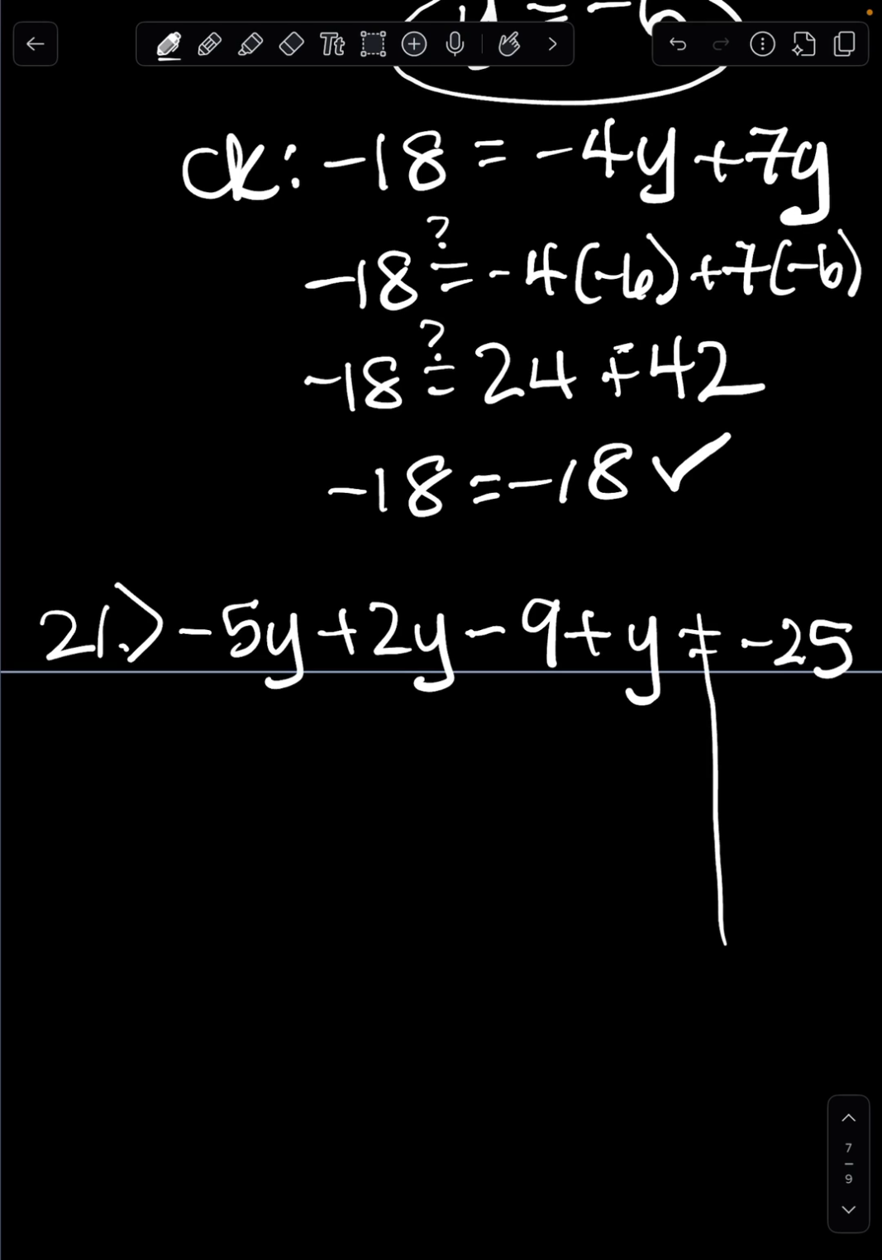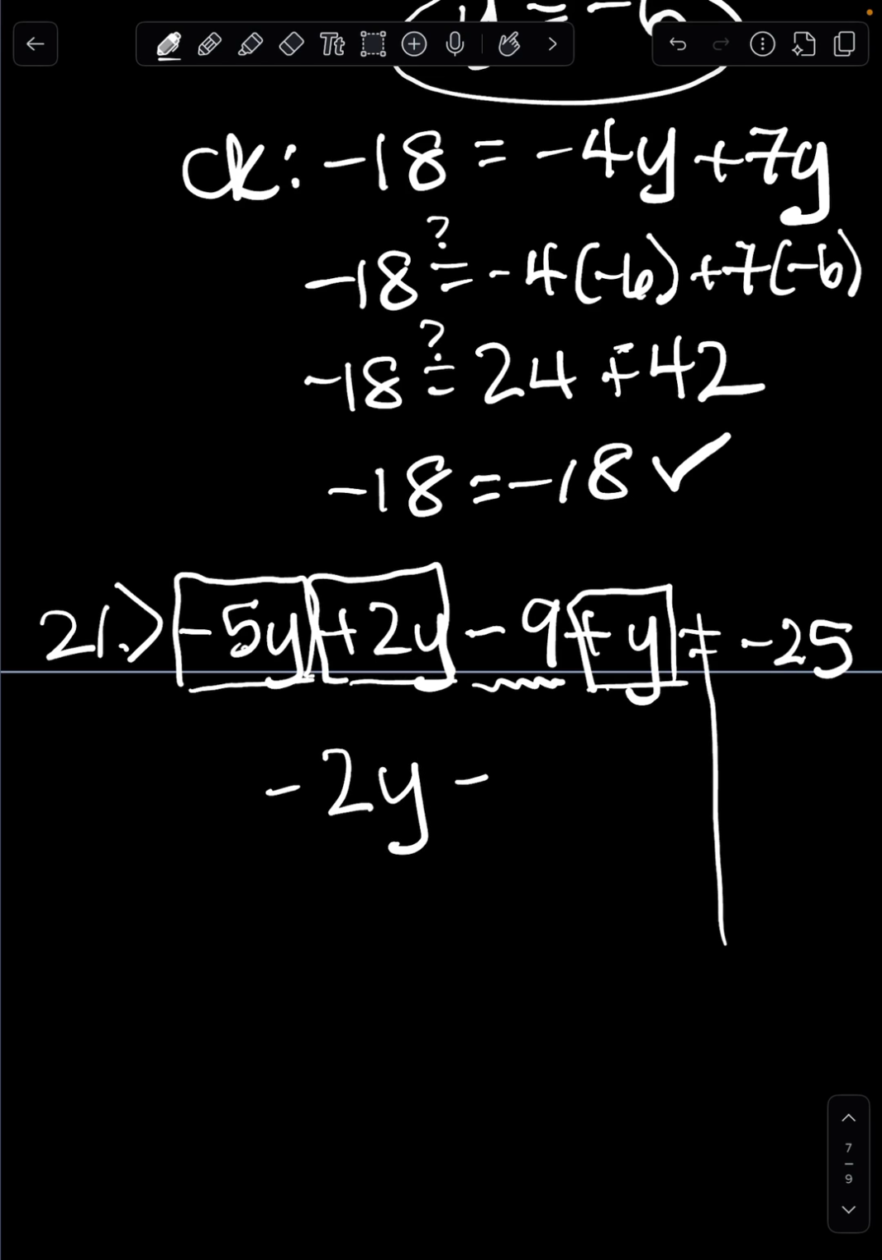So I've got negative 5y is like with 2y, which is like with y. If it helps you to block it off even, remember this sign in front goes with it. Even when you get down to this 9, it's going to be a minus 9 because the sign in front goes with it. So we have a negative 5, a positive 2, that's going to get us negative 3, and then a positive 1, that's going to get us negative 2y minus 9 equals negative 25.